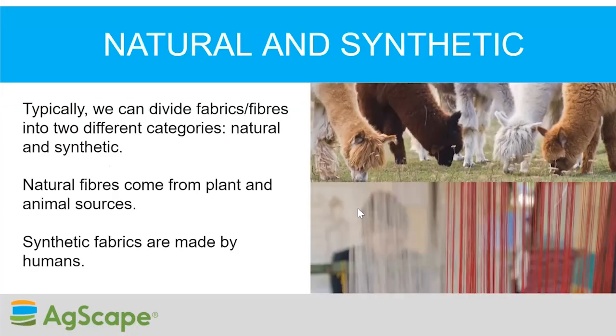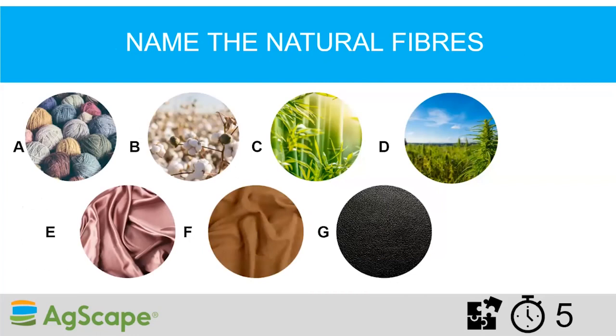Okay, so generally speaking, we can usually divide fabrics or fibers into two different categories. We would usually say natural and synthetic. So natural fibers would come from plant and animal sources. Synthetic fibers are made by humans. And then there's some fabrics that are sort of in between that people aren't sure about, but we can always talk about those as well.